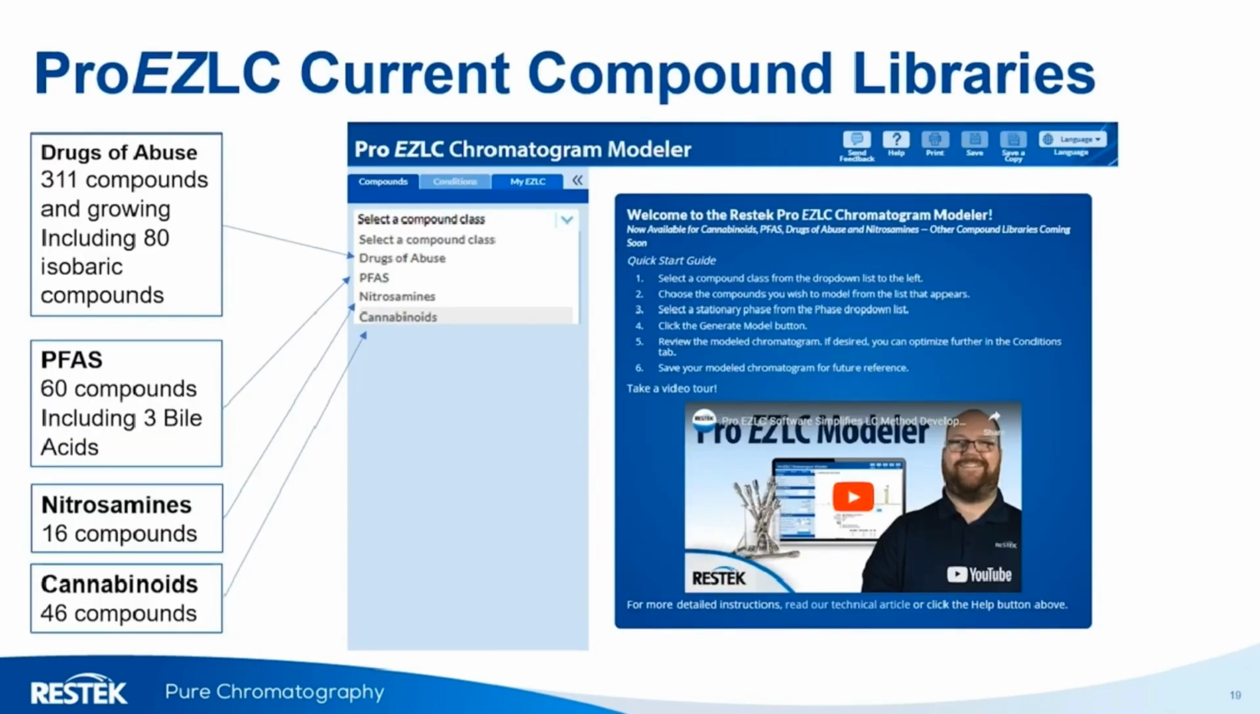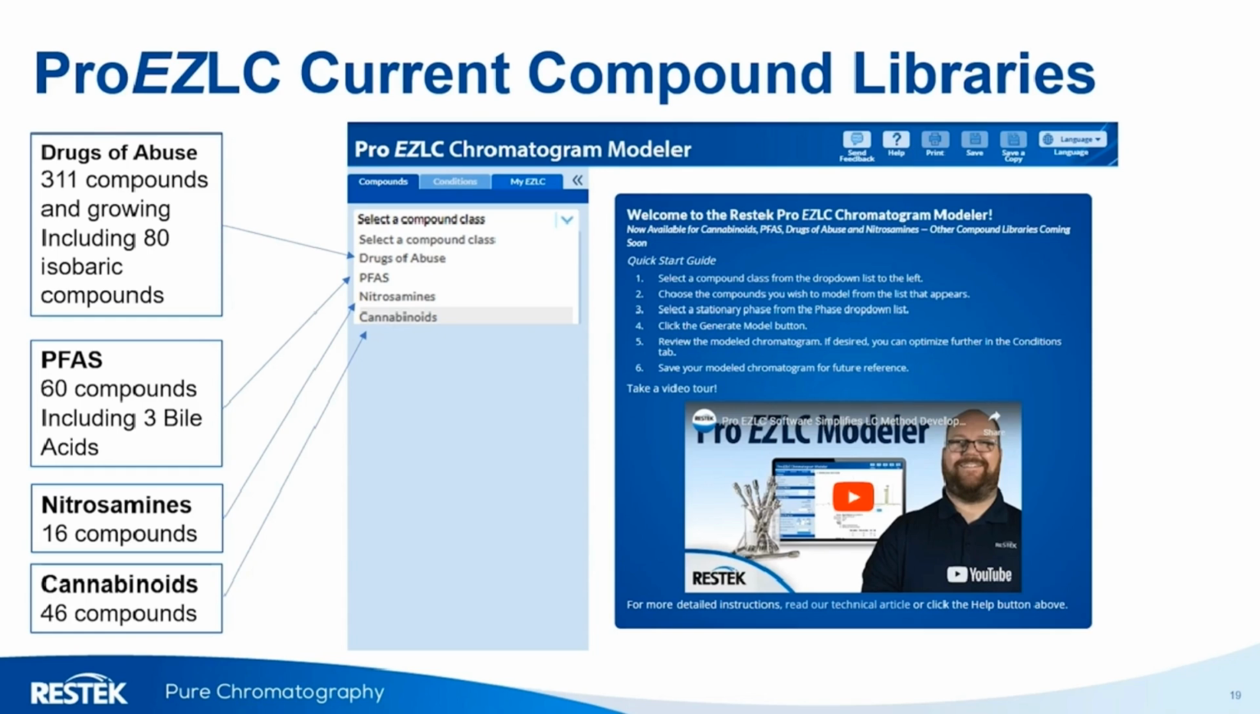The first step in using the ProEasy LC chromatogram modeler is to choose the library of compounds that you would like to model. The current selections involve drugs of abuse, for which we have 311 compounds and growing. This includes 80 isobaric compounds within that library. We have a library of 60 PFAS compounds, including 3 bile acids. This library allows for the modeling of many of the current regulated methodologies.